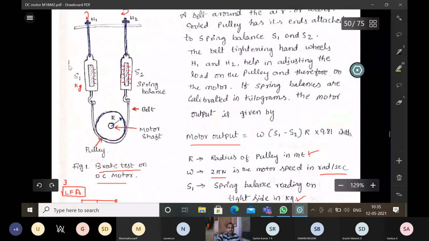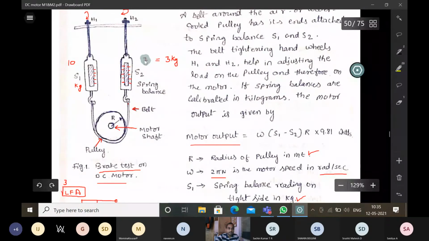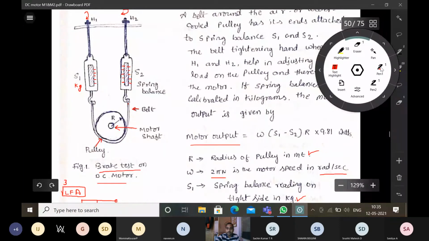Suppose S1 is measuring 10, and S2 is measuring 7. So what is the net kg loaded? 10 minus 7 is equal to 3 kg. So like that we need to calculate. Your total load is 3 kg. Like that we need to calculate on the scale of the S1 and S2 spring balances.